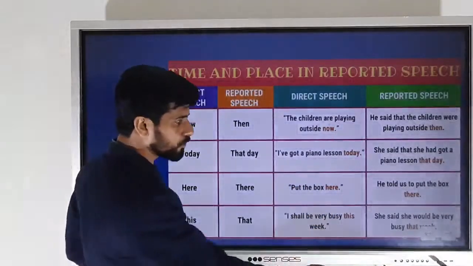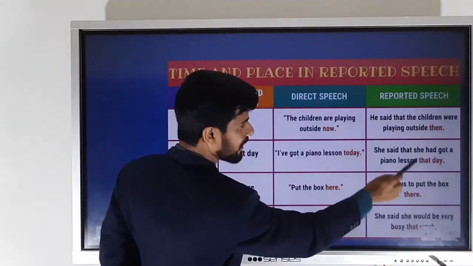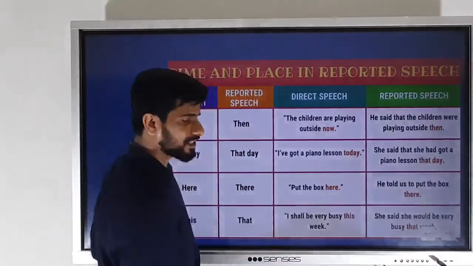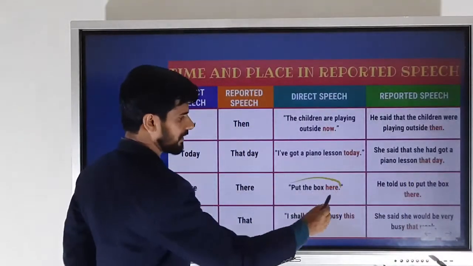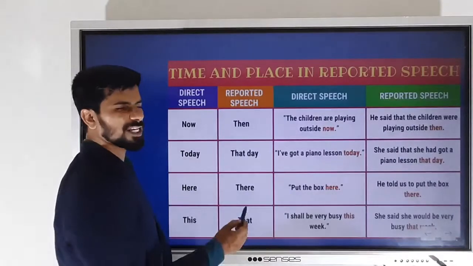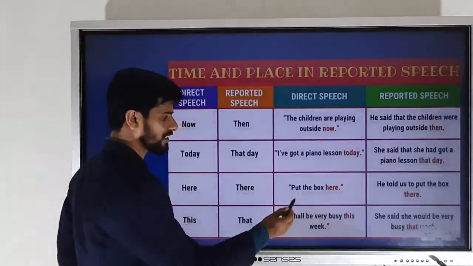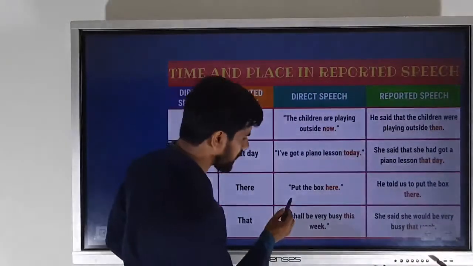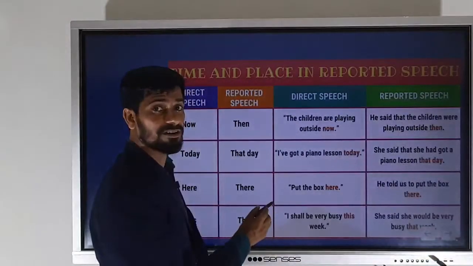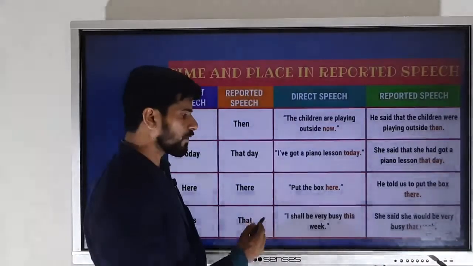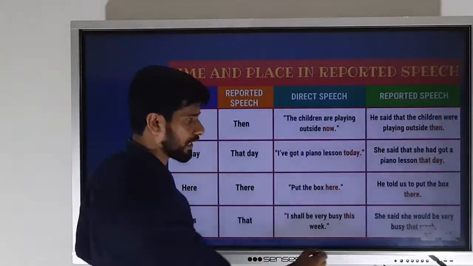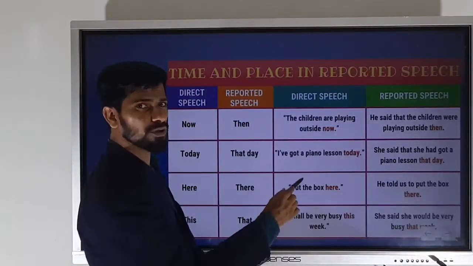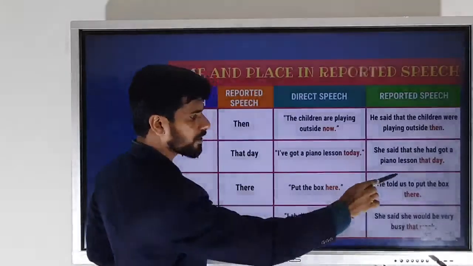He told us to put. So here the conjunction is "to." Here it is "that," and here it is "to" as the conjunction, because you can say this sentence is an imperative sentence because it starts with a verb. You can see it's just like a command or a suggestion or a request, right? So sentences like these are called imperative sentences. When you convert an imperative sentence into reported speech, you have to use "to" as the conjunction in positive cases. So he told us to put the box there.